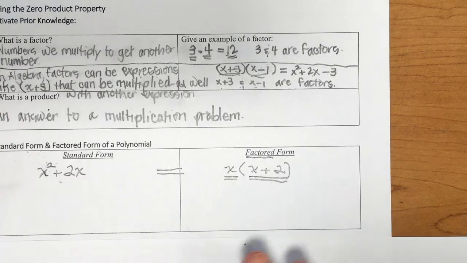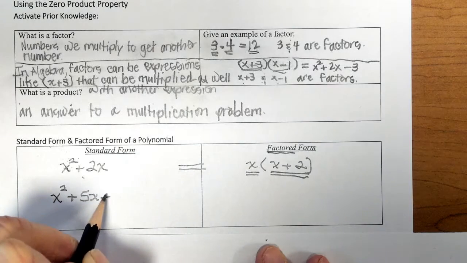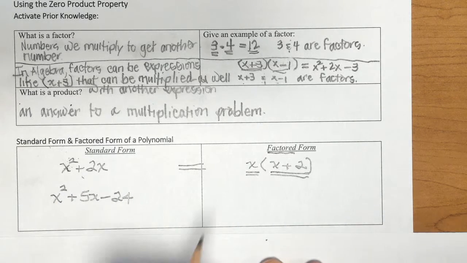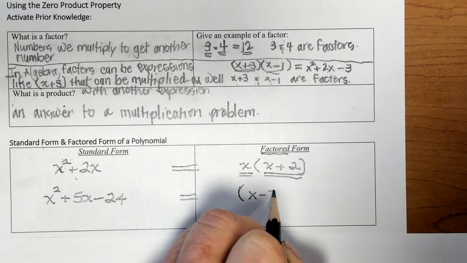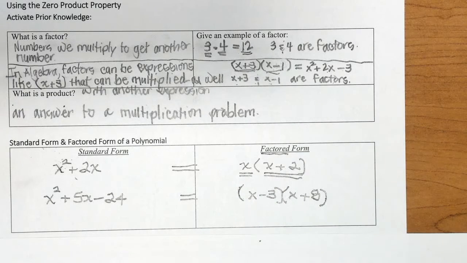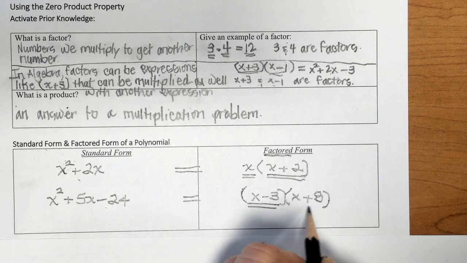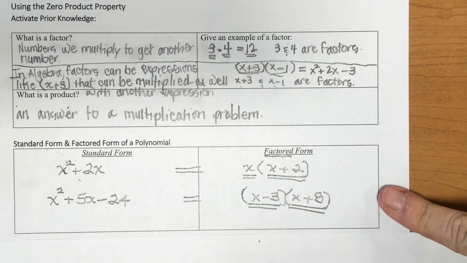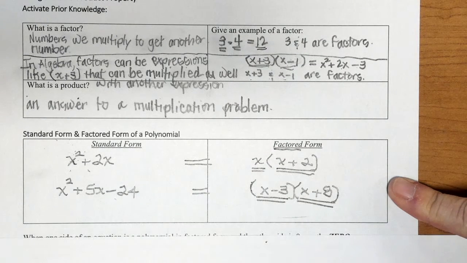Let's take a look at another example. x squared plus 5x minus 24. I've written that trinomial in standard form. Now I'm going to write it in factored form. That is x minus 3 and x plus 8. So when I look at this, what are the two factors of x squared plus 5x minus 24? The factors are x minus 3 and x plus 8. So I just want to give you an example of what it looks like. This is where we're going. We're going to be learning how to factor, going from standard to factored form.